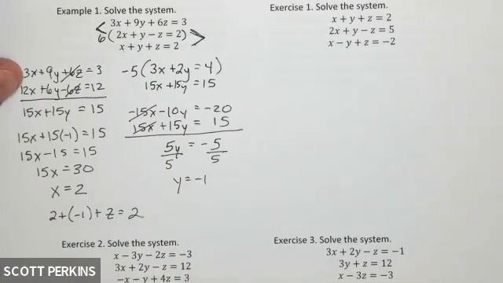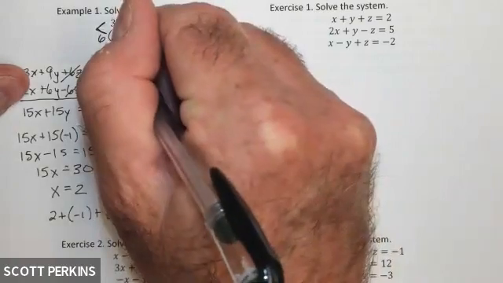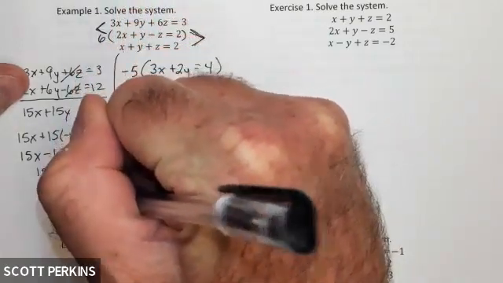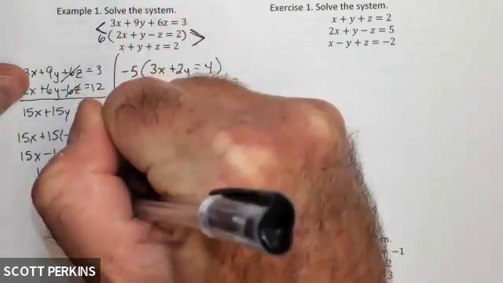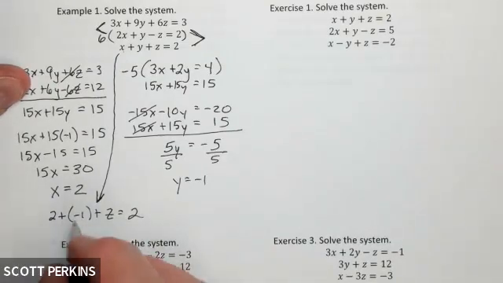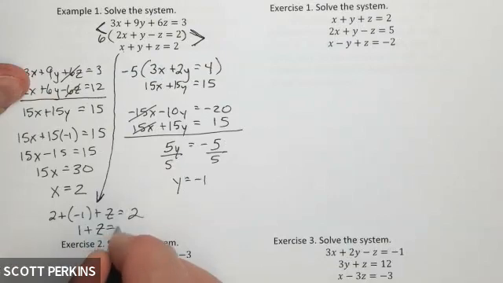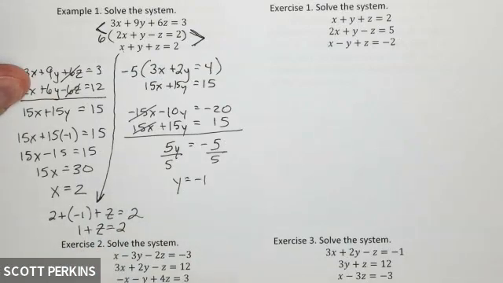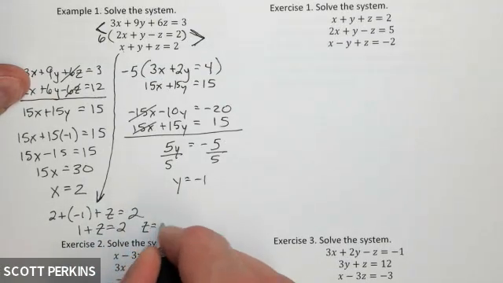Just for your notes, I'm hoping this doesn't distract you or make a big mess. I'm just going to draw a little arrow to remind you when you're looking at this later that that's the equation that I used to figure this out. 2 plus negative 1 is 1. And when I subtract the 1 from both sides, I get that z is equal to 1.